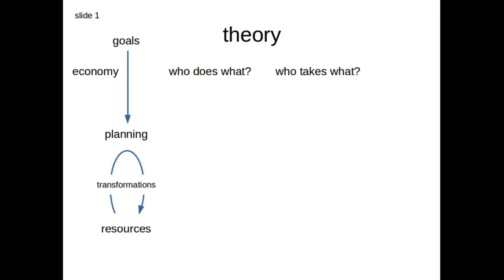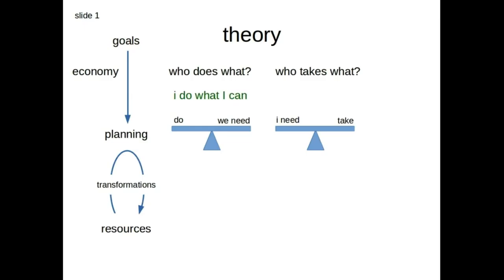Now, my statement is that the natural answer to these questions is given at the kitchen table. It's the way we do things at home. Namely, we answer both questions by supplying a balance. The natural answer to the question, who does what, is a balance between what I do and what we need. And the natural answer to the question, who takes what, is a balance between what I need and what I take. So the natural answers to the questions who does what and who takes what are, I do what I can and I take what I need. Together these 2 answers form what I call the care principle.